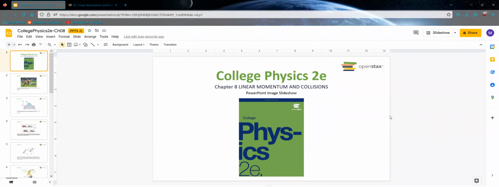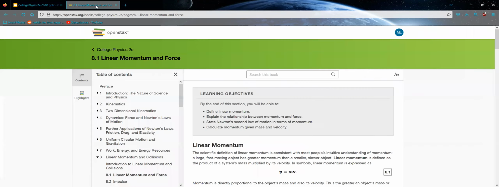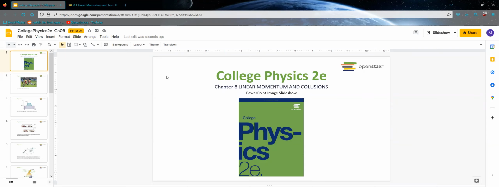Hello, welcome to Chapter 8 for Physics Without Calculus for Aquinas University. This is the OpenStax textbook and OpenStax PowerPoint, the ones provided by the publisher. I will be going over linear momentum and collisions.